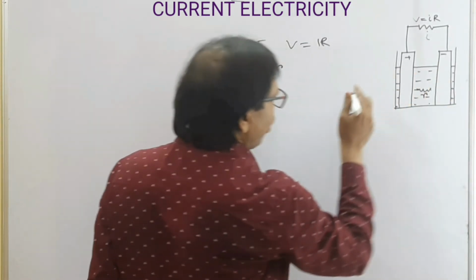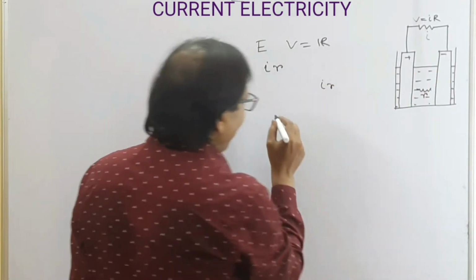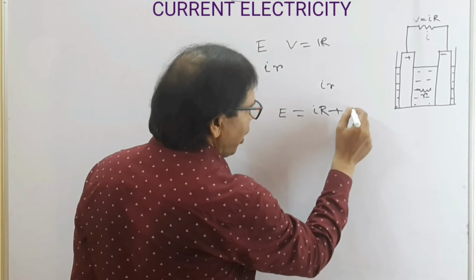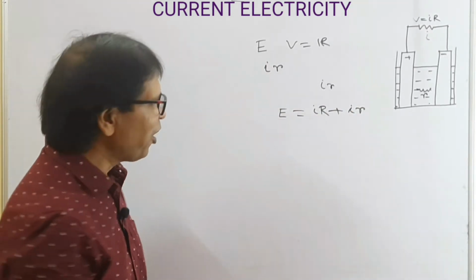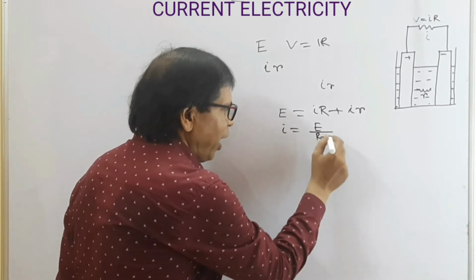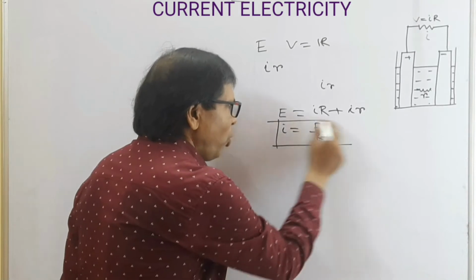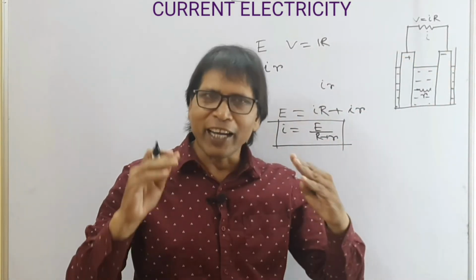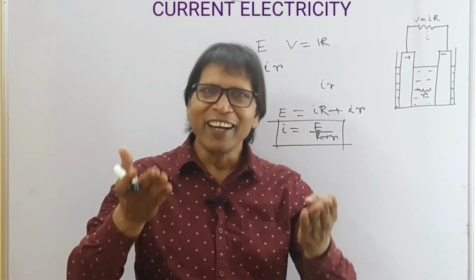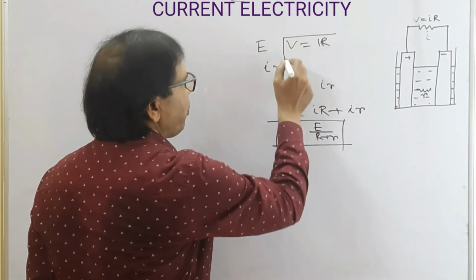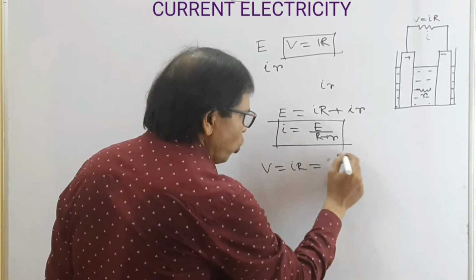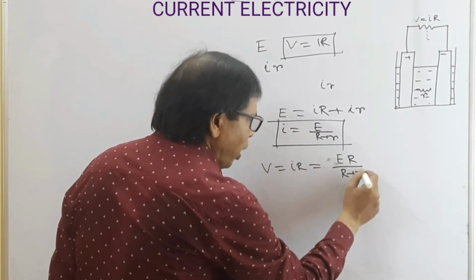Okay, look at this, the voltage drop inside the cell is Ir. So E equals the voltage drop outside the cell plus the voltage drop inside the cell. So I equal to E divided by capital R plus small r is the current flowing through the resistance R, or the current sent by the cell, or the current delivered by a cell. Now the terminal potential difference V equal to IR, so V equal to IR equal to E into R divided by capital R plus small r.